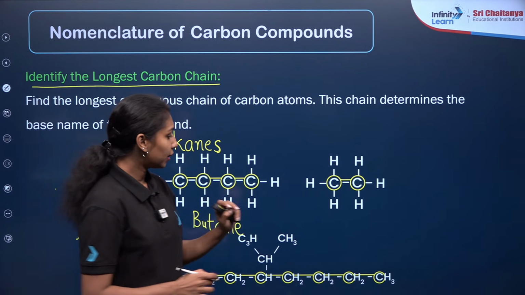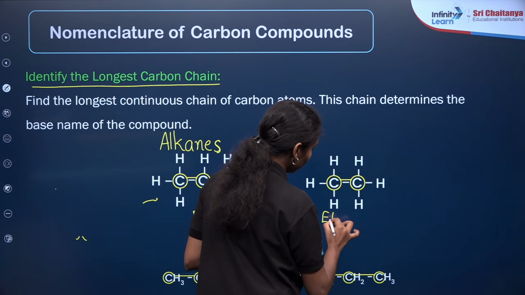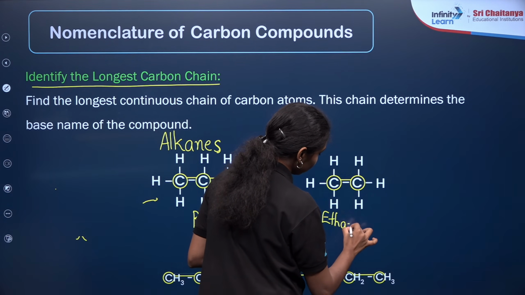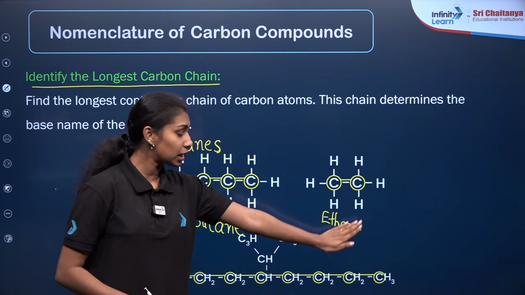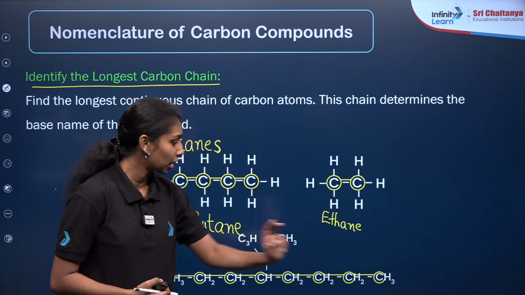Here the word root will be eth. So what will be the name of this compound? Ethane, because only single bonds are present. This is an example of an alkane, or a saturated hydrocarbon.